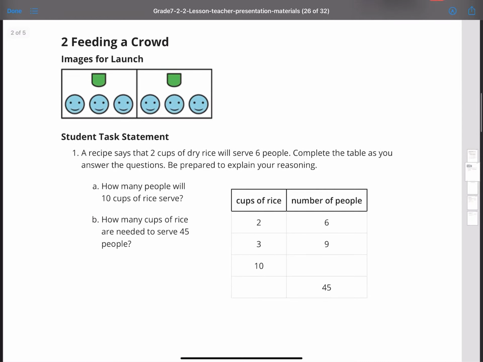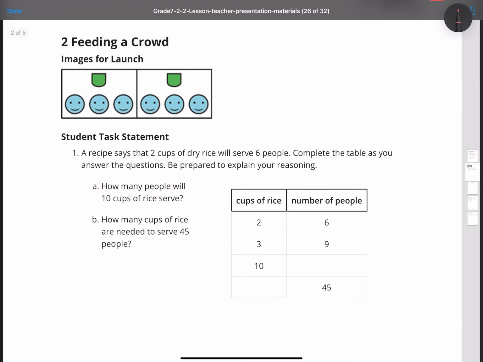Let's jump into activity 2, which is called feeding a crowd. The student task statement says a recipe says that 2 cups of dry rice will serve 6 people. Complete the table as you answer the questions. Be prepared to explain your reasoning. So A says, how many people will 10 cups of rice serve?